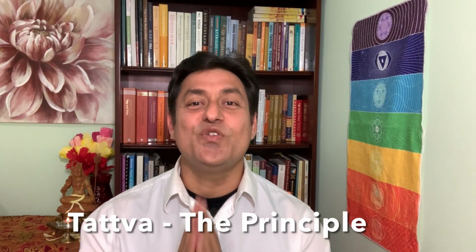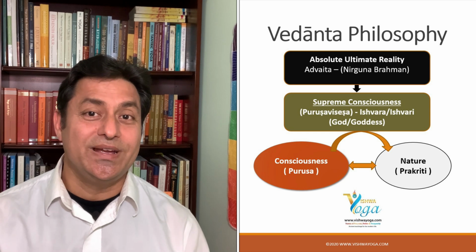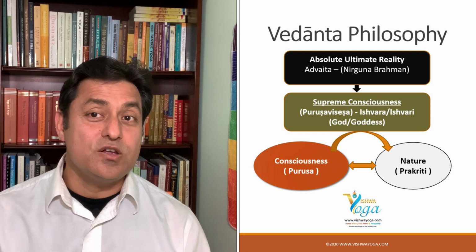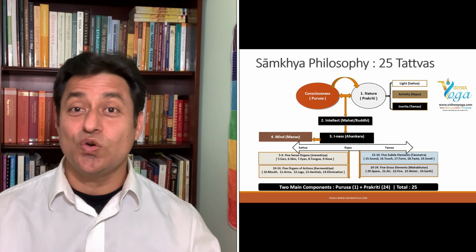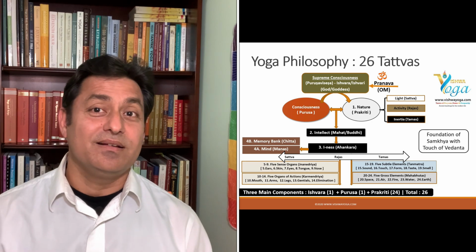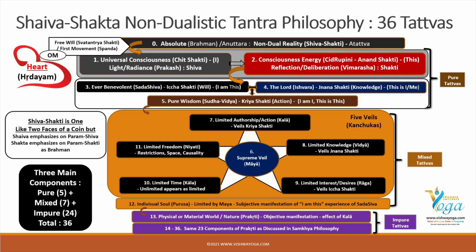So now I'm moving into philosophy. If you remember, I talked about tattva. In both Vedic and Tantric philosophy, tattwas are the key principles or elements used in Indian philosophy to understand the ultimate reality. In Vedanta, depending on the school, there are either 1, 2, or 3 main principles. In Samkhya, 25, in Yoga, 26, and in Tantra here, there are 36 principles or tattwas.